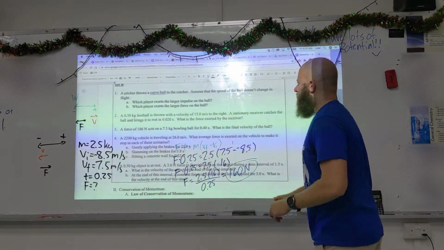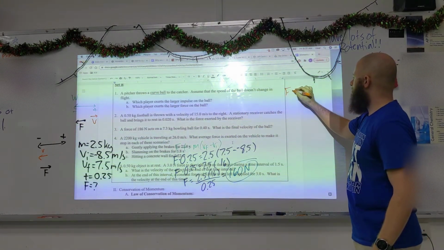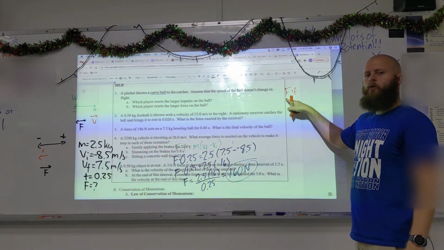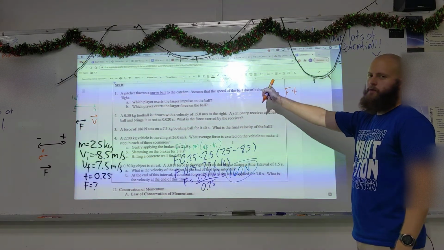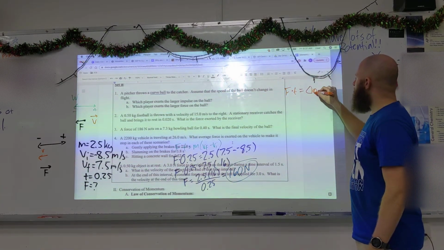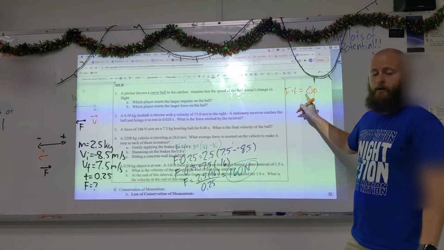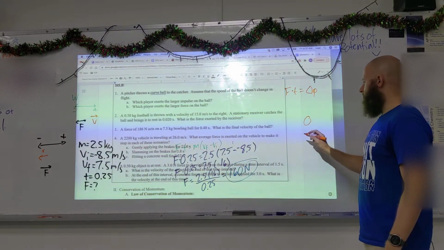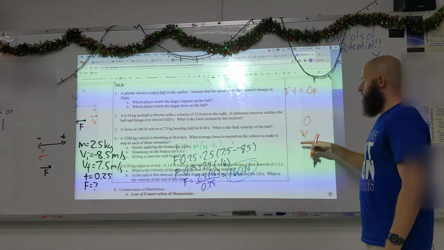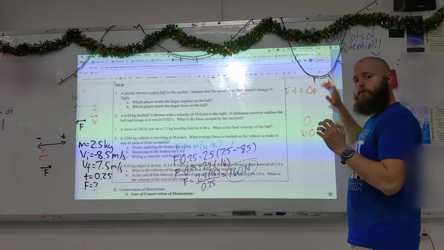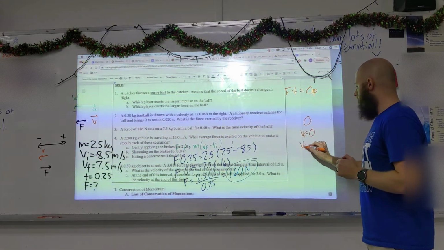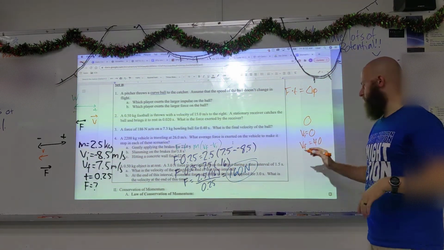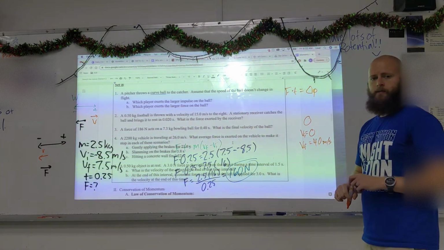So the impulse is F times t. But this doesn't really give us much information on which one of these impulses was larger. But delta p actually will give us a really big hint into which one is bigger, right? So we have this ball. The initial velocity of the pitcher is going to be 0, right? Before he throws it, it's just 0. Then at the end, let's just say it's 40 meters per second.